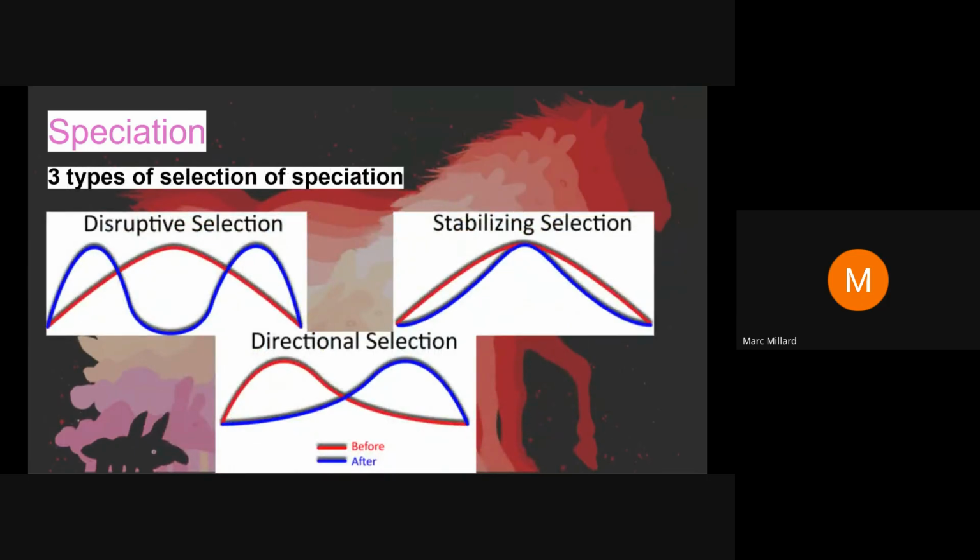So there are 3 types of selection that are going to control or produce speciation. There's what's called disruptive selection, stabilizing selection, and directional selection. And we've got some graphical ways of thinking about them, but let's dive into each one separately to try to understand what each one means.